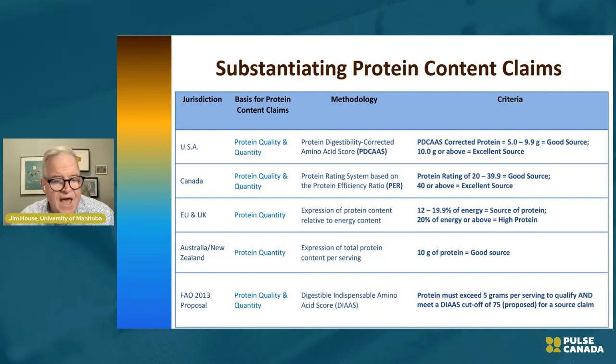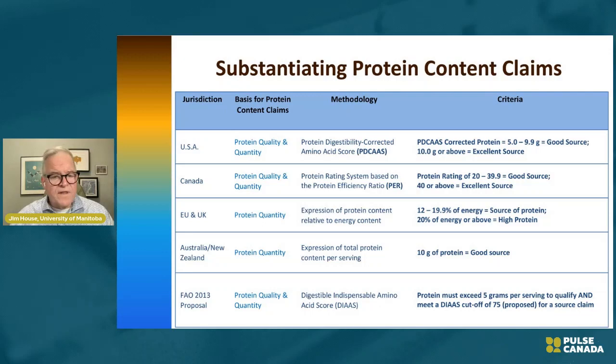The top two rows being USA and Canada, where we use both protein quality and quantity for substantiating protein content claims. In particular, both of those methods are now more or less relying on the use of what's called the protein digestibility corrected amino acid score, or PDCAAS. In the US, there is a set target of PDCAAS-corrected protein that one has to have in a serving in order to qualify as either a good source or an excellent source. Those numbers are shown in that table. In Canada, we've used a system called the protein rating system, where values between 20 and 39.9 would equal a good source. Essentially, it's a way of multiplying the protein efficiency ratio that's determined in a rat bioassay by the amount of protein within a serving size or a representative amount.